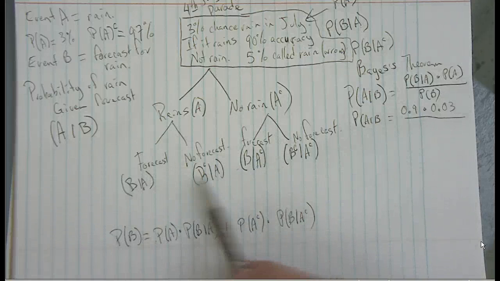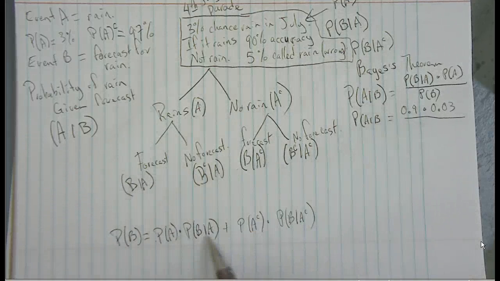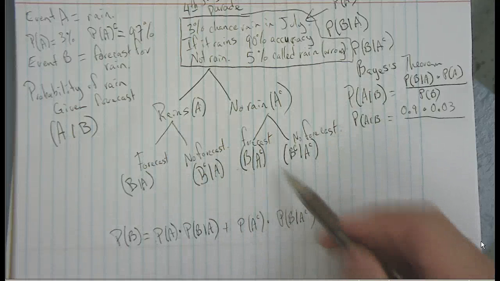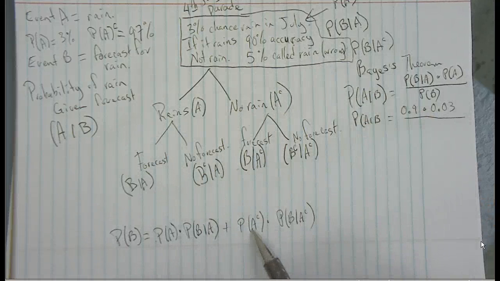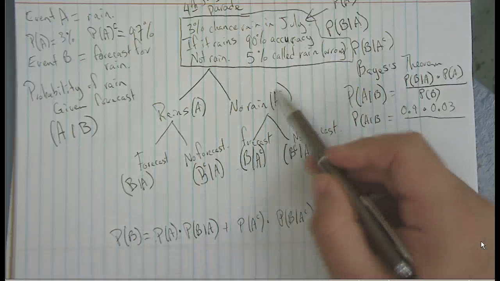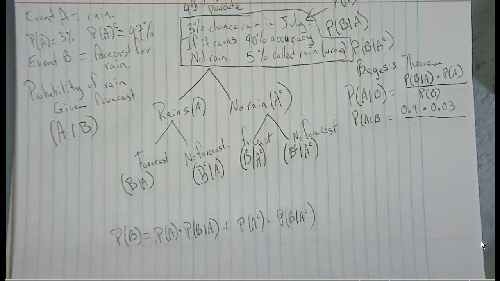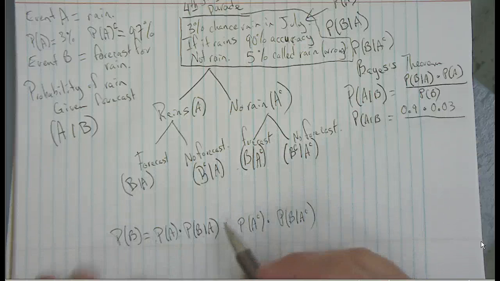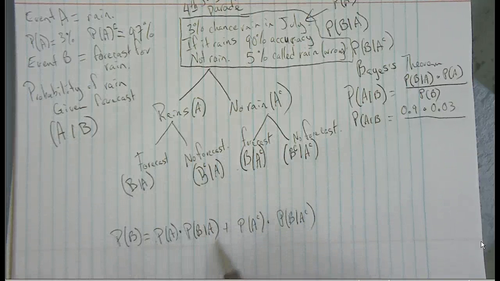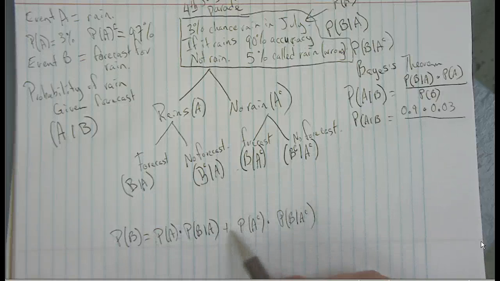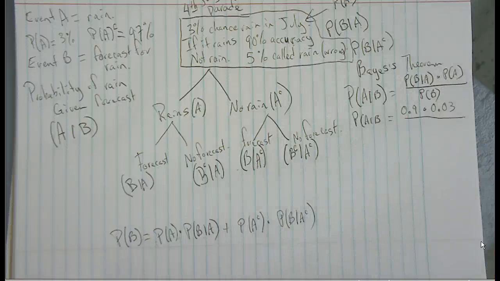So you always take the forecast, the B given A, times whether or not it rained, and that helps weight it, okay? And we take this one times that it did not rain, and then that helps properly weight it. We add those together, and we'll have the probability of a forecast overall, so the probability of a forecast when it rains, plus the probability of a forecast when it doesn't rain. Does that make sense now?